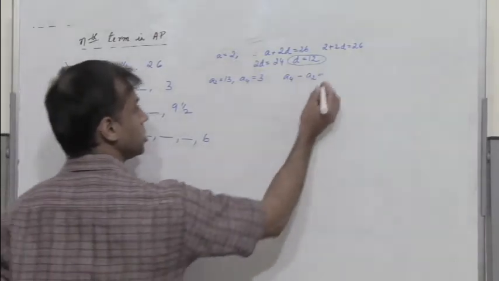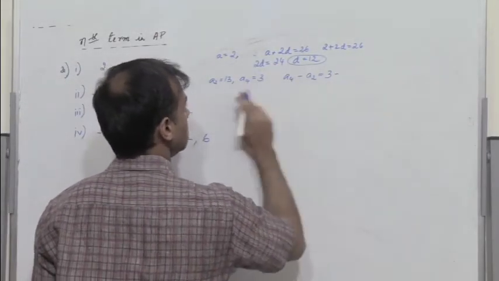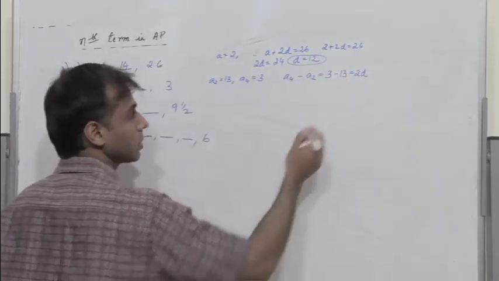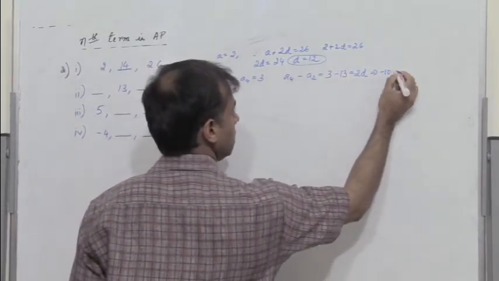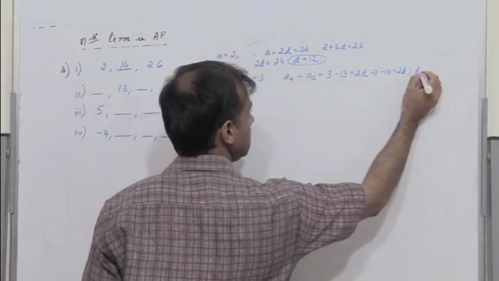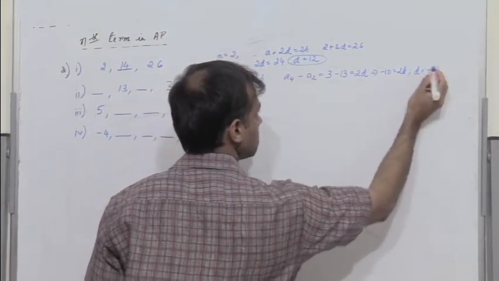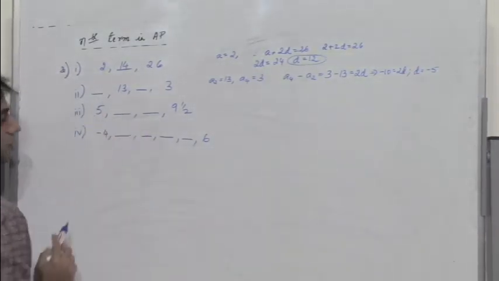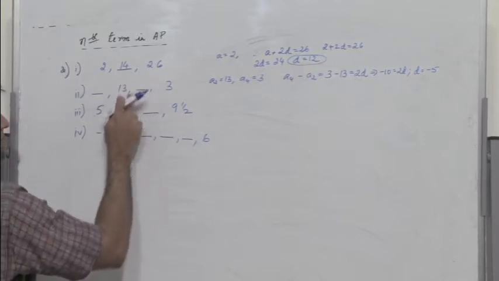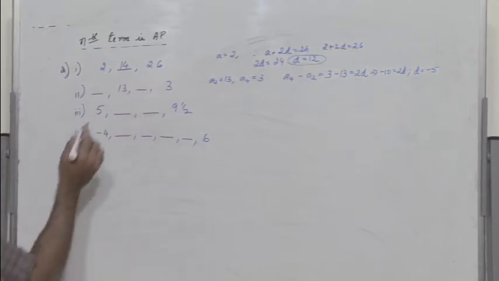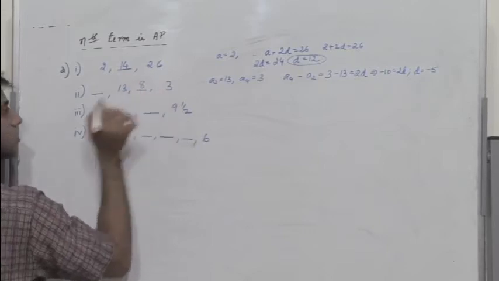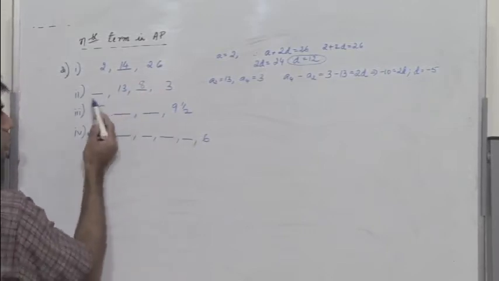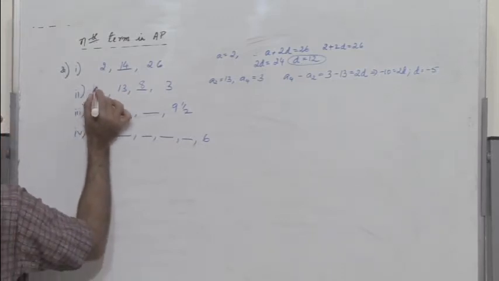So we have A4, which is 3, and A2 is 13. So 3 minus 13 is equal to 2D here. So this implies minus 10 equals 2D, or D equals minus 10 by 2, which is minus 5. Right? So therefore 13 minus 5 is going to give me the value of the third term. So we have 8. So 8 minus 5 gives me 3. So on this side, definitely it's going to be plus 5. So 13 plus 5 is going to give me 18.